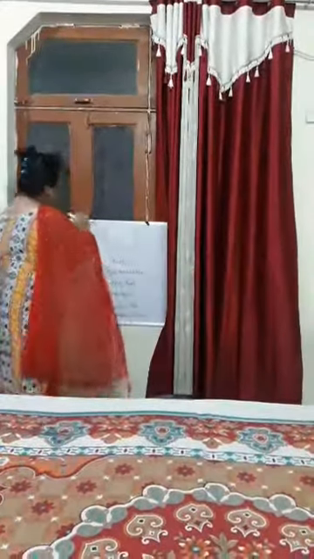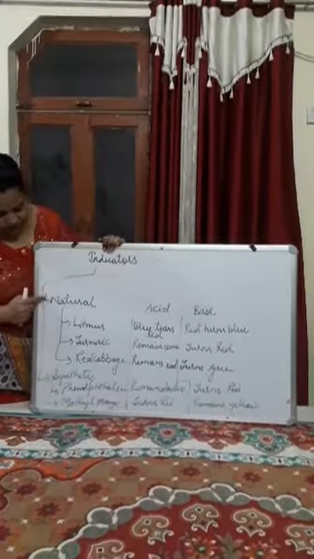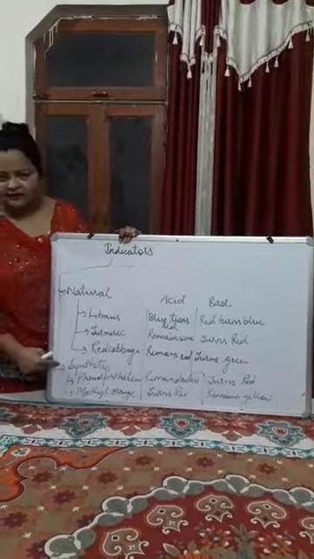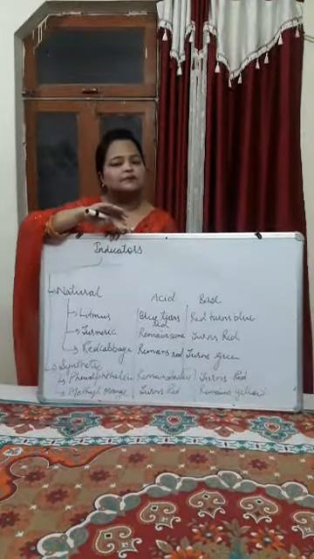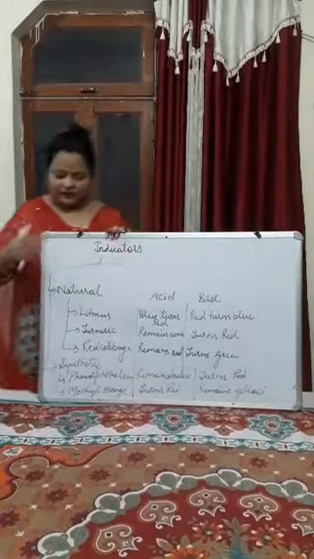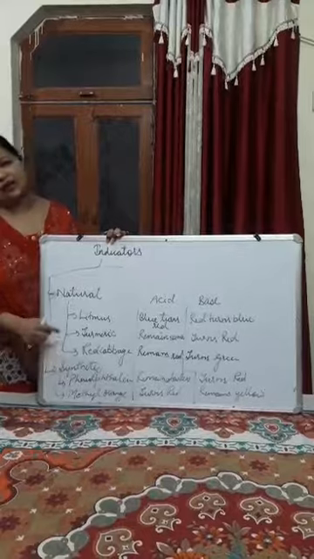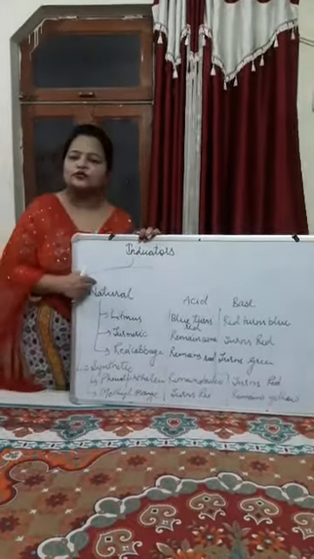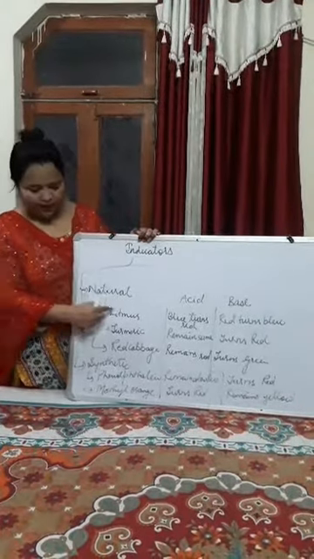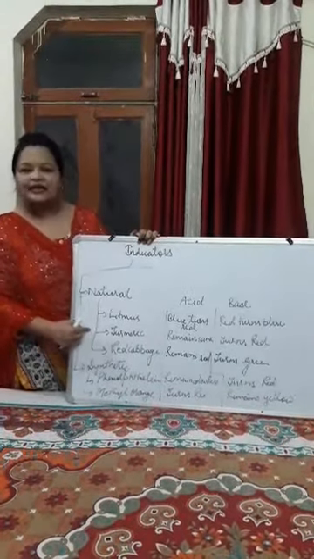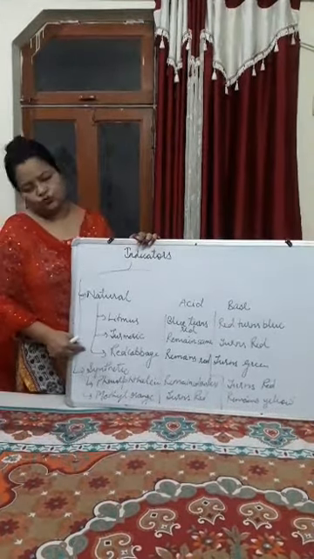Okay? Here you can see basically there are two types of indicators: natural indicators and synthetic indicators. Natural indicators are those that can be found from natural substances such as plants and animals. And synthetic indicators are those which can be made by using chemicals. Some examples of natural indicators are litmus solution. You all must have seen in the lab the red litmus and blue litmus. The second is turmeric, which we use at home, haldi, and the third is red cabbage juice.